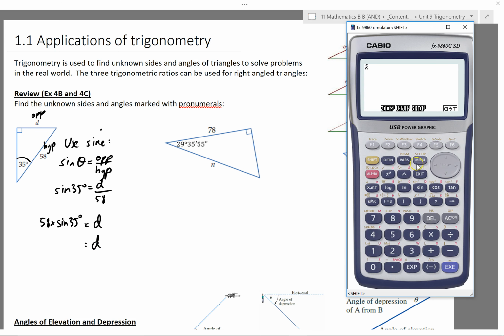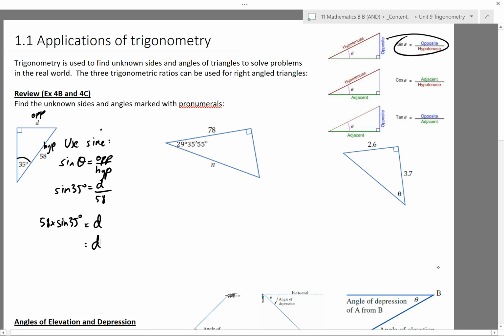Remember, when you turn your calculator on in the Shift menu, make sure that your angle is in degrees, and then you can just type it in. 33.27. That's the length of that side. Is it reasonable? Well, yes, because 33 is smaller than the hypotenuse. So make sure you check that it's a reasonable answer.